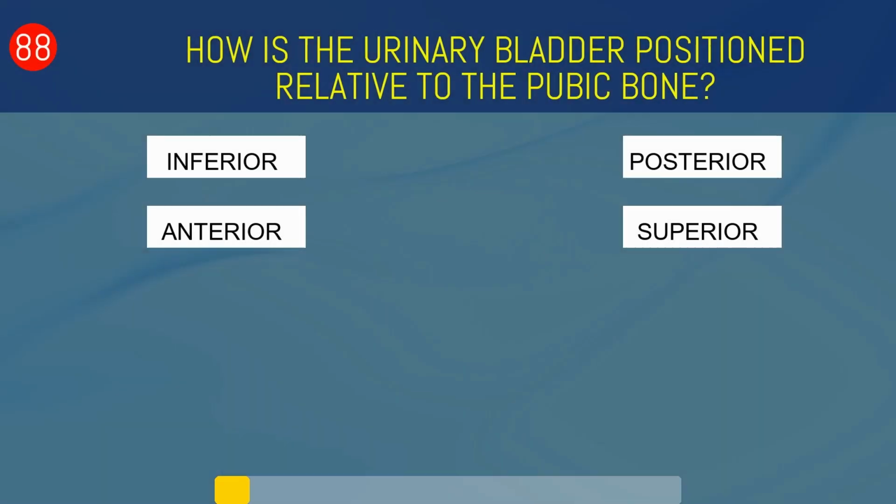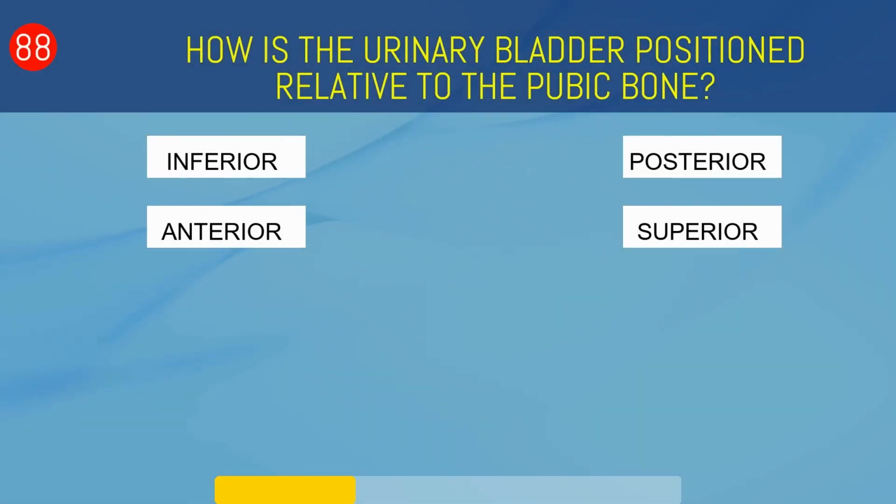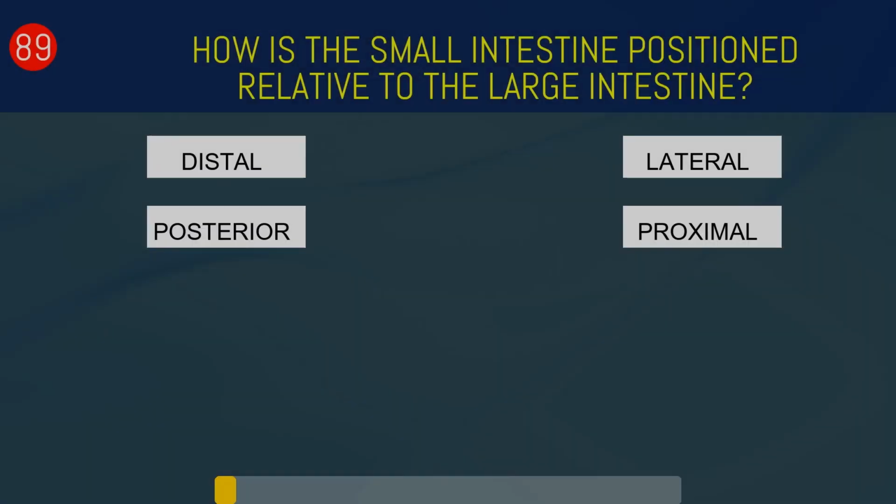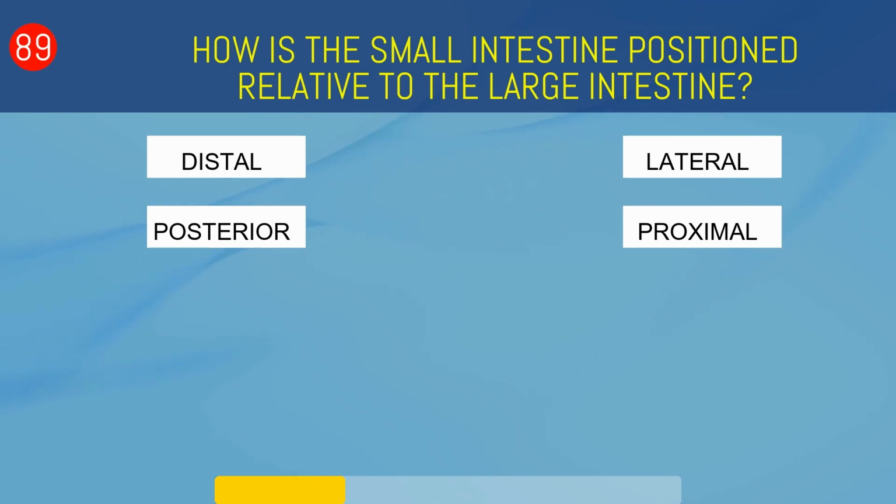Posterior. How is the urinary bladder positioned relative to the pubic bone? Inferior, anterior, posterior, or superior? Posterior. How is the small intestine positioned relative to the large intestine? Distal, posterior, lateral, or proximal?